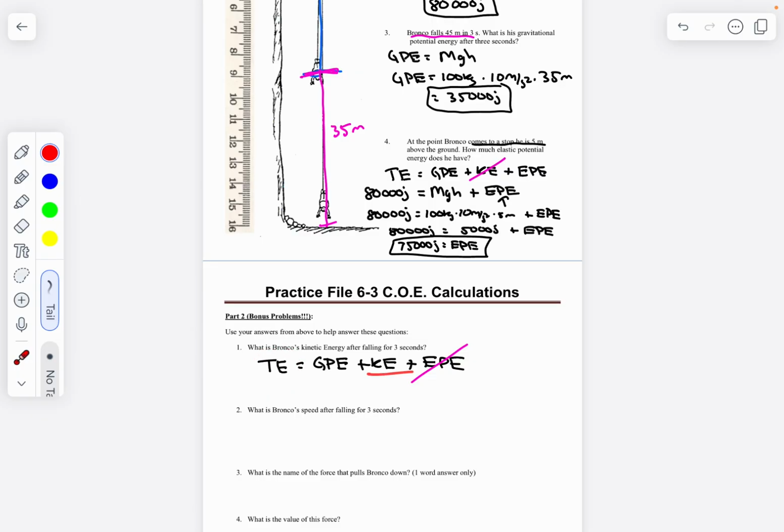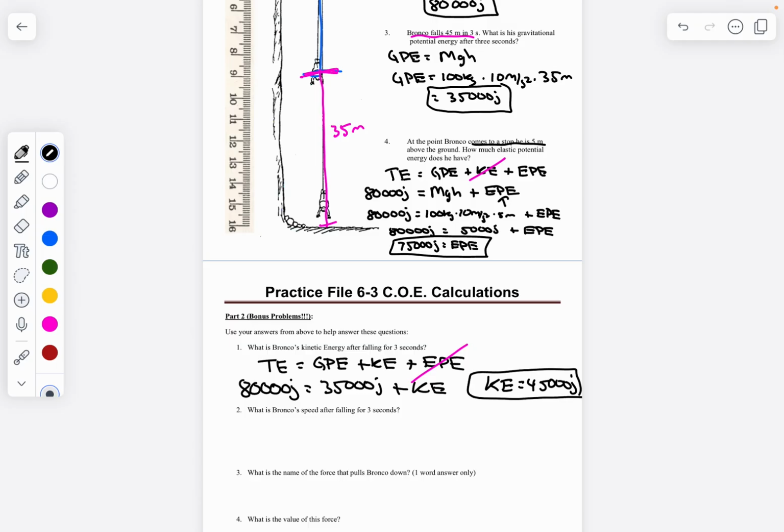That leaves one thing and one thing only, which is our total energy. So we can sub in and solve this thing. Our total energy is 80,000 joules. Found that at the beginning. Gravitational we found earlier. It's 35,000 joules. And kinetic is what we want to find out. So 80,000, subtract 35,000 to solve for kinetic. We find that our kinetic energy is 45,000 joules after he has fallen 45 meters down to a height of 35 meters above the ground.